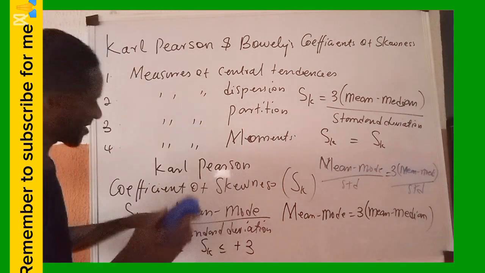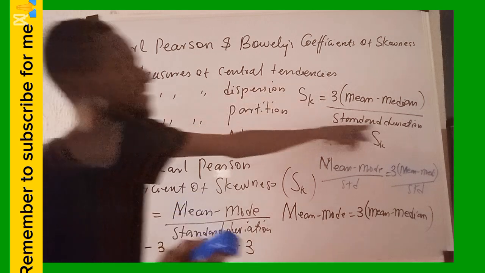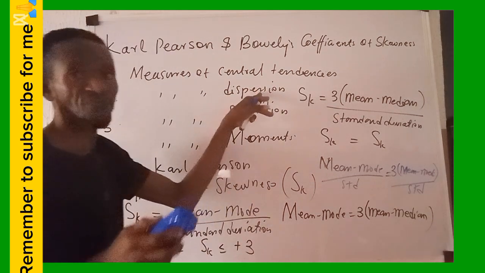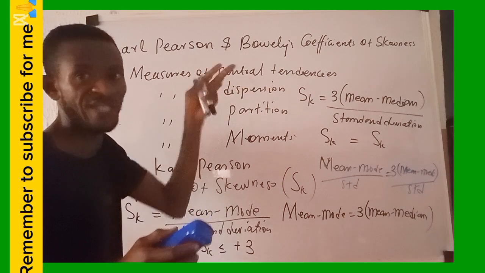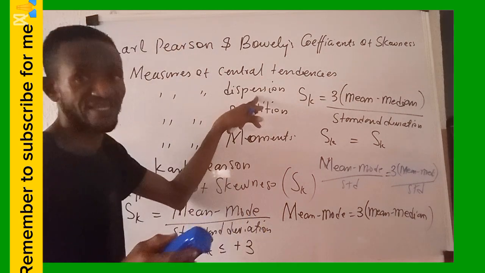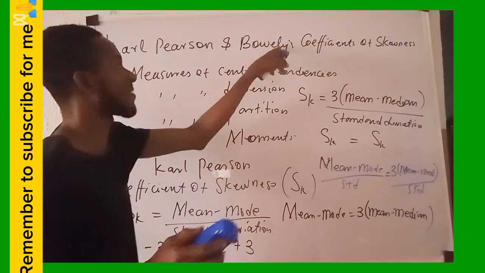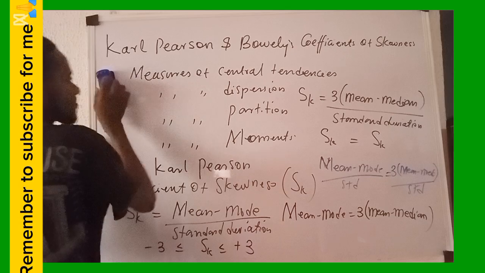Remember that mean and mode are measures of central tendency. Remember that standard deviation is a measure of dispersion. So in Karl Pearson's, the measures that he is using are measures of central tendency and dispersion. We want to go to Bowley's, which pays attention to partition.